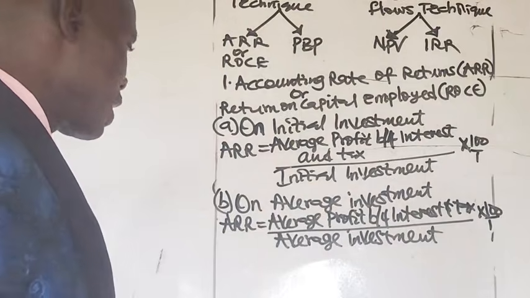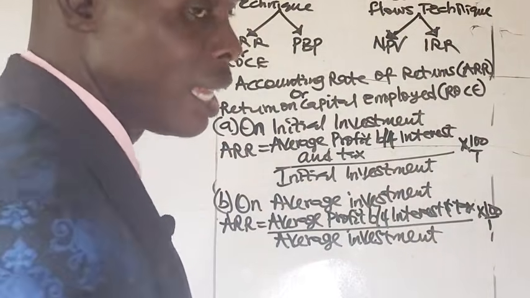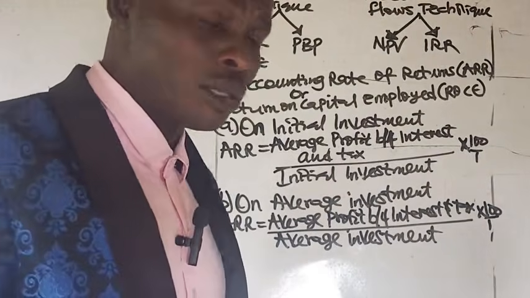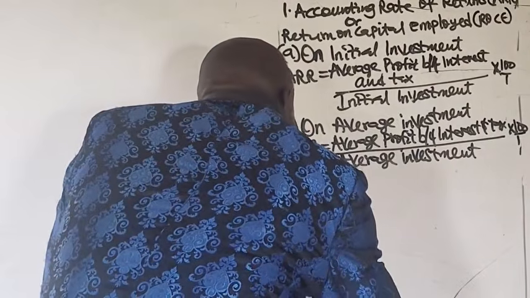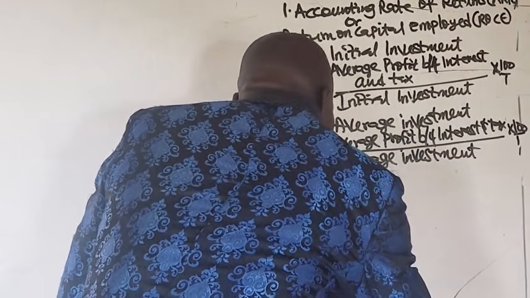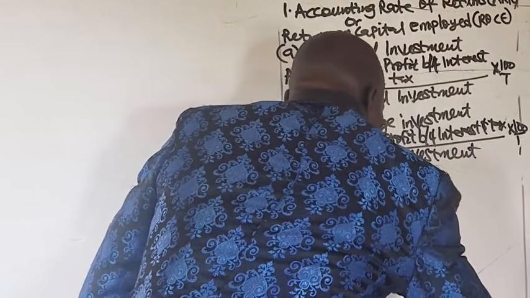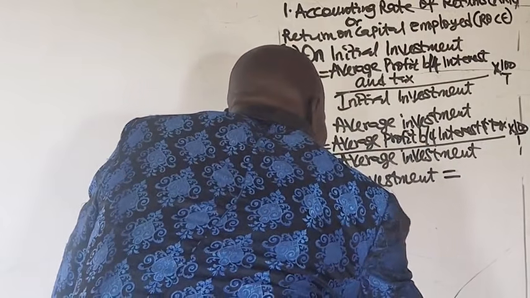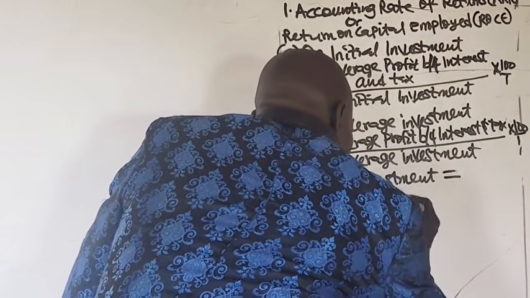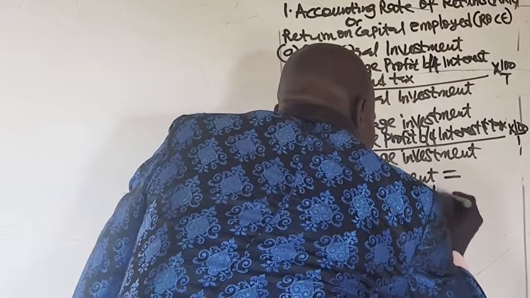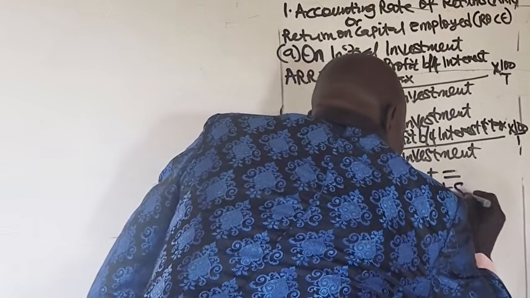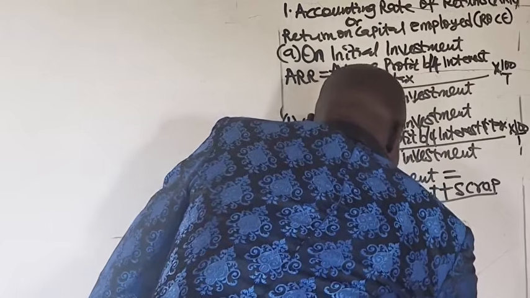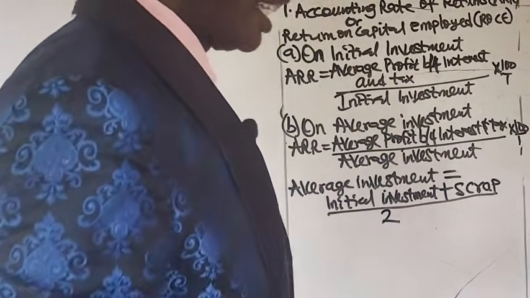Always adopt the second definition: average profit before interest and tax over average investment. Average investment equals initial investment plus scrap value, divided by 2. That is average investment.